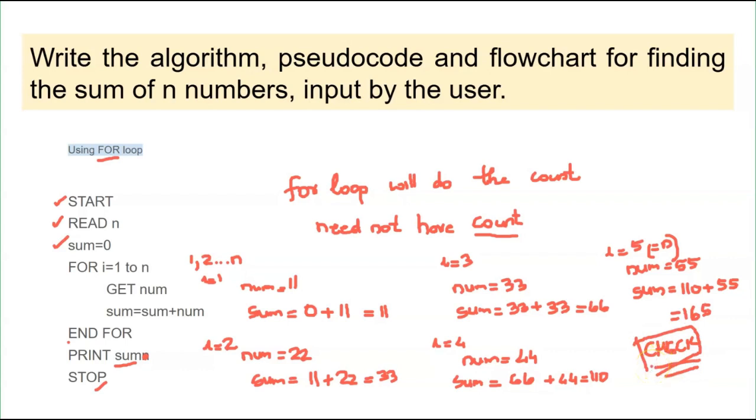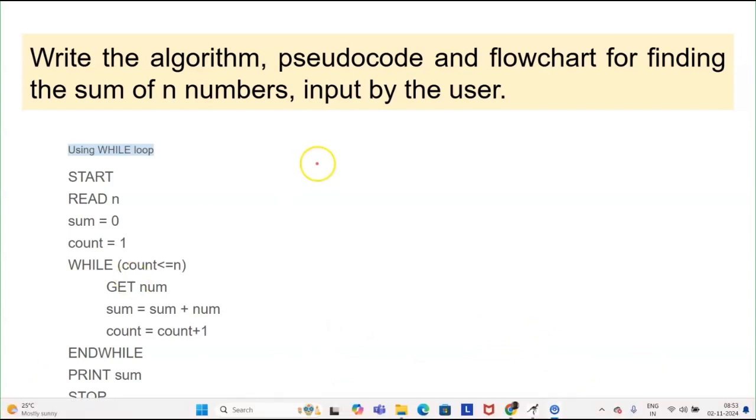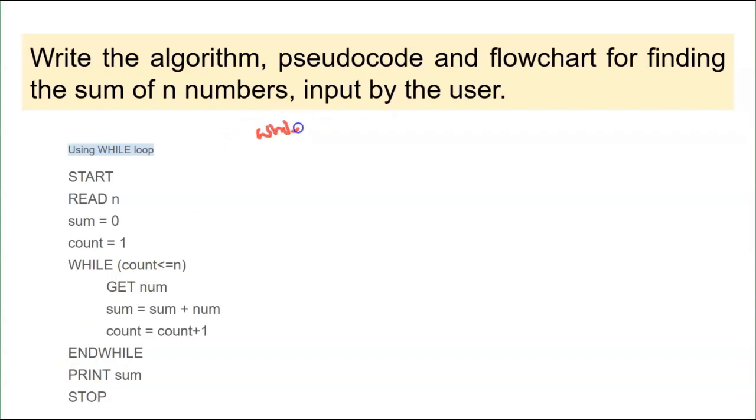Okay, now let's go to the next implementation. This is using the while loop. So in a while loop you don't have the count built in. So we have to use two variables, sum and count. So let's see the pseudocode.